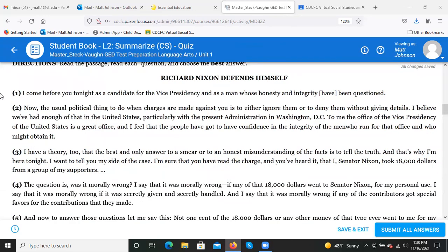I have a theory, too, that the best and only answer to a smear or to an honest misunderstanding of the facts is to tell the truth. And that's why I'm here tonight. I want to tell you my side of the case.